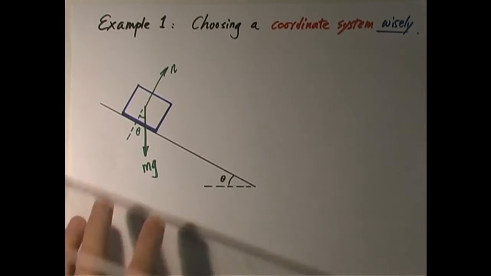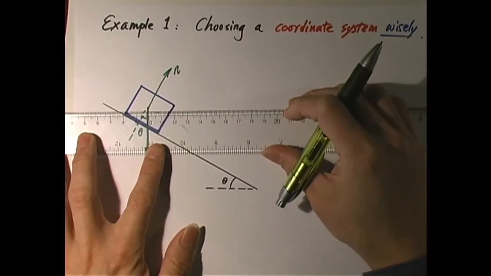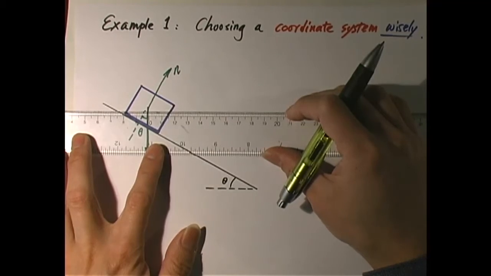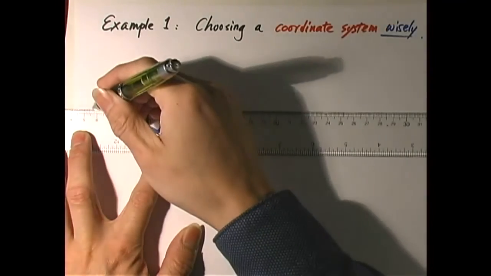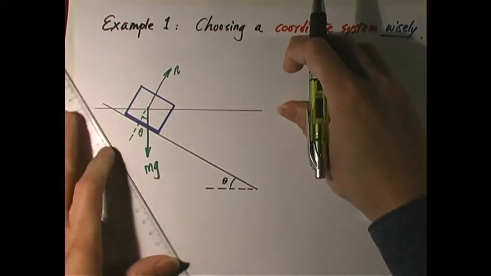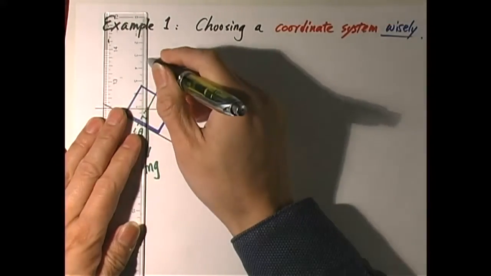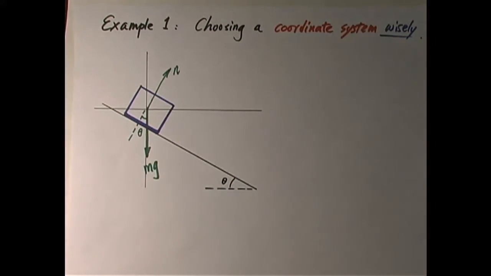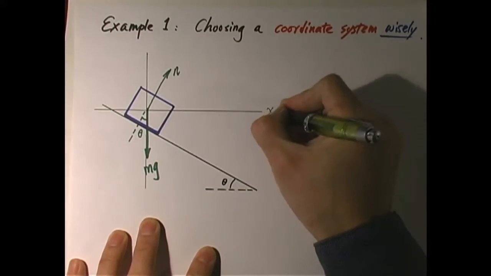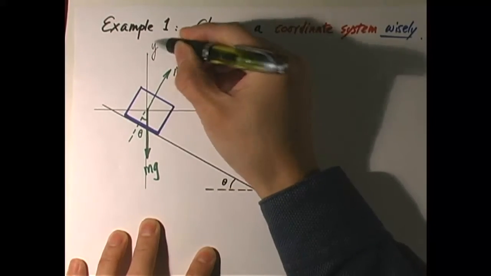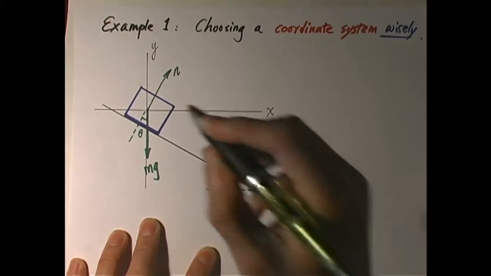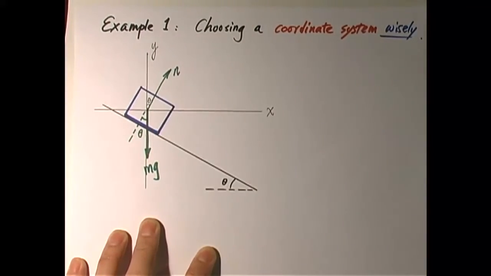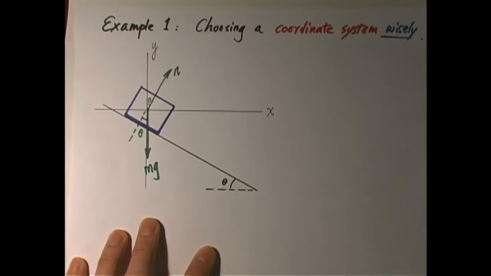Well, let's look at our first choice first, and that is horizontal and vertical. So I'm going to draw a horizontal x coordinate, and I'm going to draw a vertical y coordinate. Now you can call the positive direction either upward or downward according to your wish. So let's say we choose this as the x direction, and the upward direction is the positive y direction. Now this angle is of course also theta. The next step according to our procedure is to write down Newton's second law in both the x and y direction. So we're going to do that.